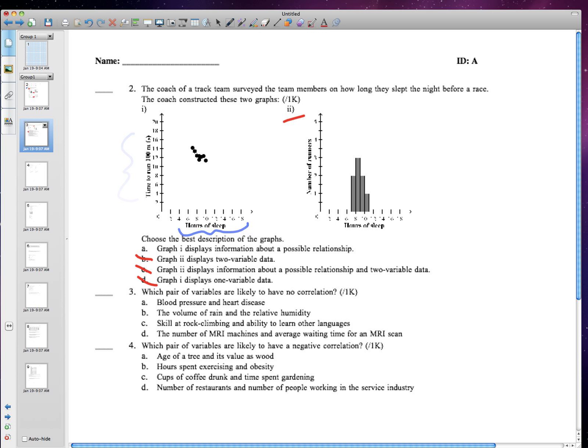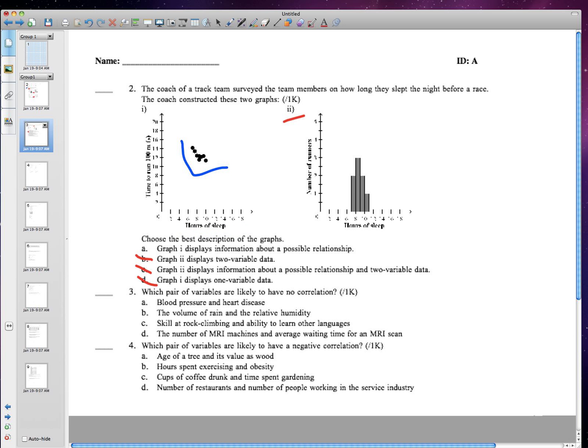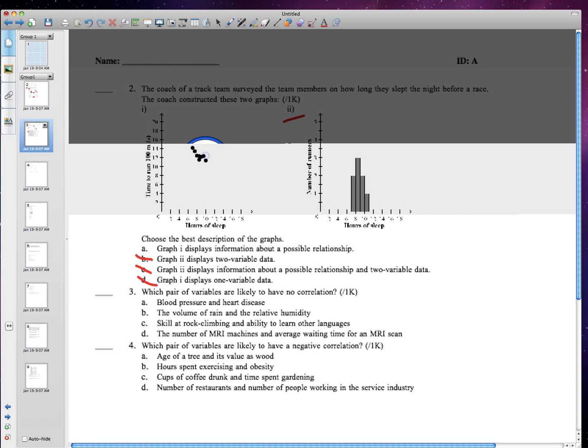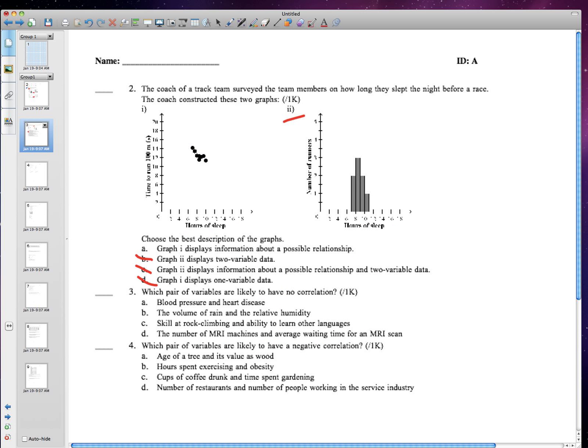A says graph 1 displays information about a possible relationship. It's possible this has to do with a relationship. They're all kind of centered around one area, so it doesn't seem like we have any linear or quadratic or exponential relationship. But the other ones are for sure not, right? A is a possibility. It's possible this does deal with a relationship. So we're looking for answer A in this question. Okay, that's number 2.